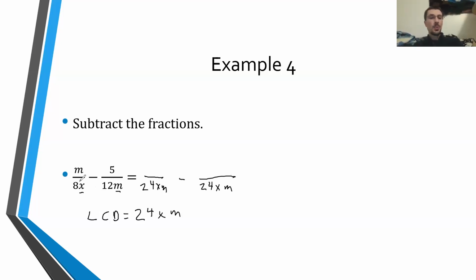For the first fraction, we have 8x and we want 24xm. What is it missing? Well, it's missing a factor of 3m, so multiply the top and the bottom of the first fraction by 3m, which will give you 3m squared. How do you turn 12m into 24xm? Well, you multiply by what it's missing, which is 2x. On top, 5 times 2x is 10x. The bottom, 12m times 2x is 24xm.